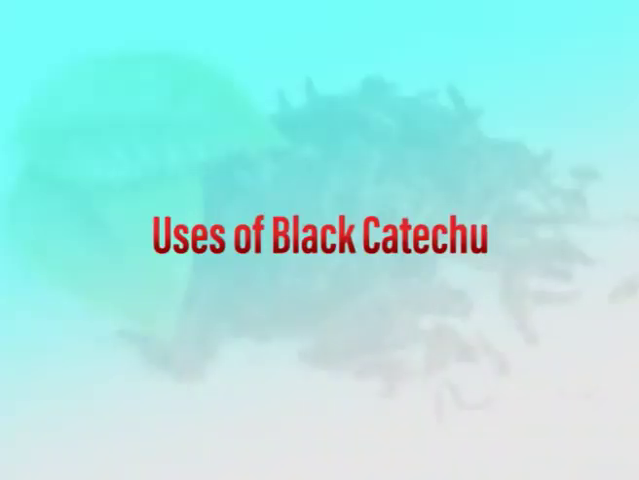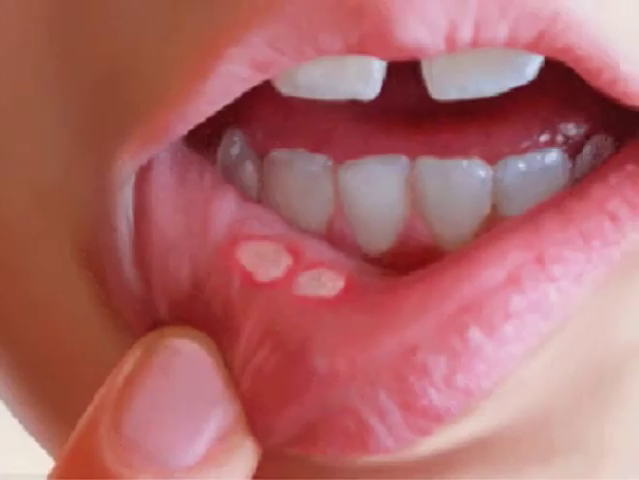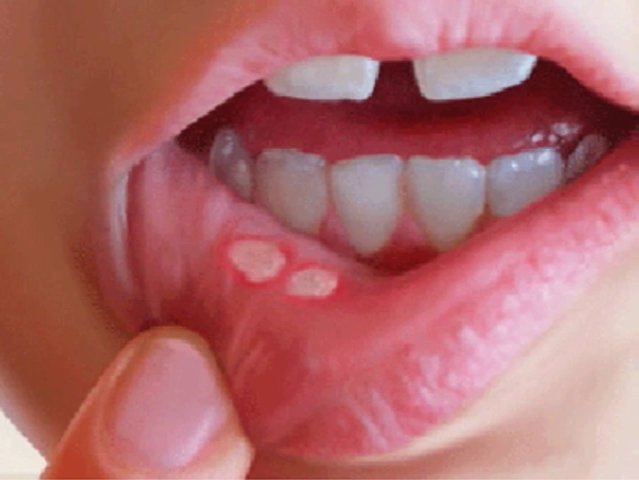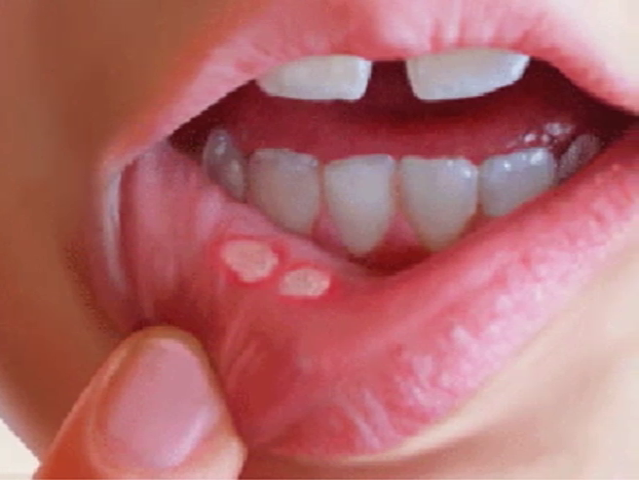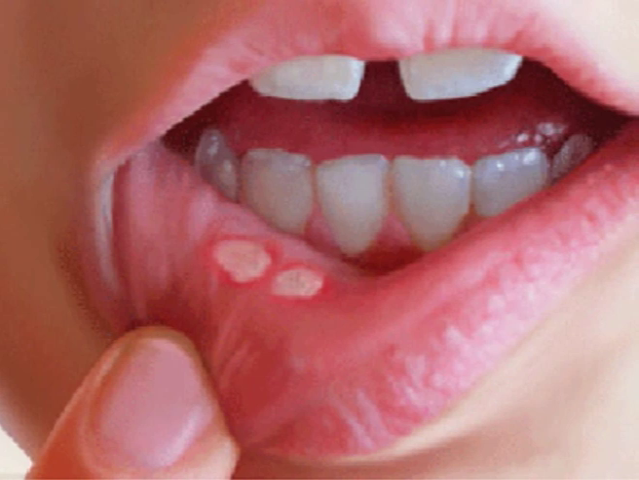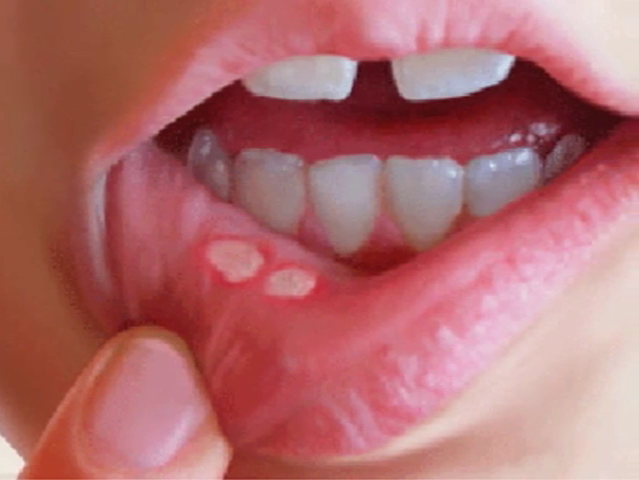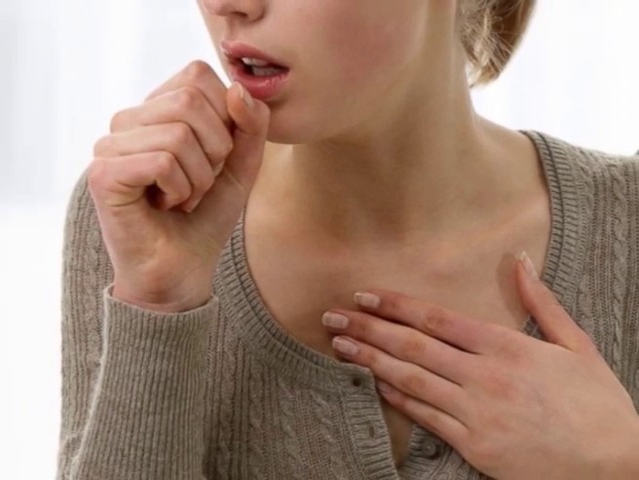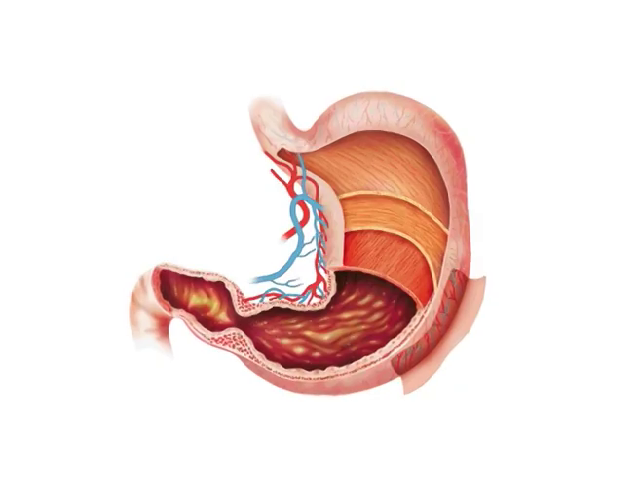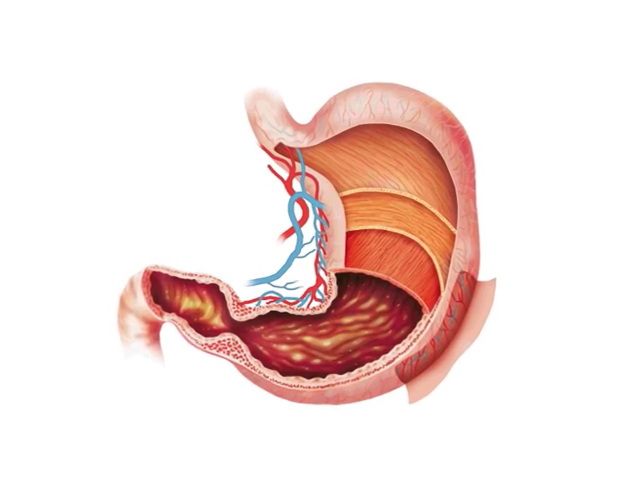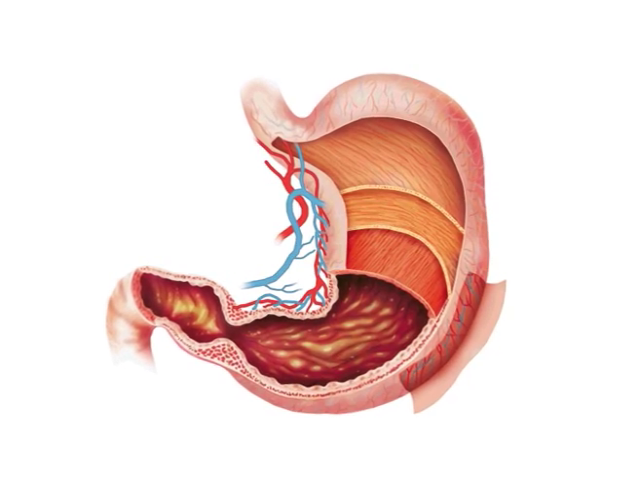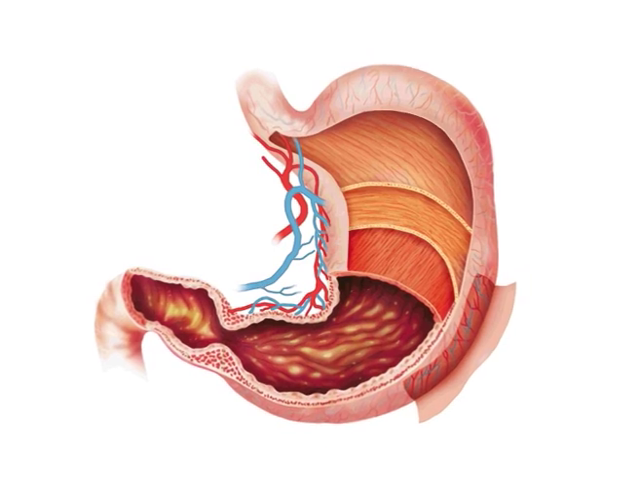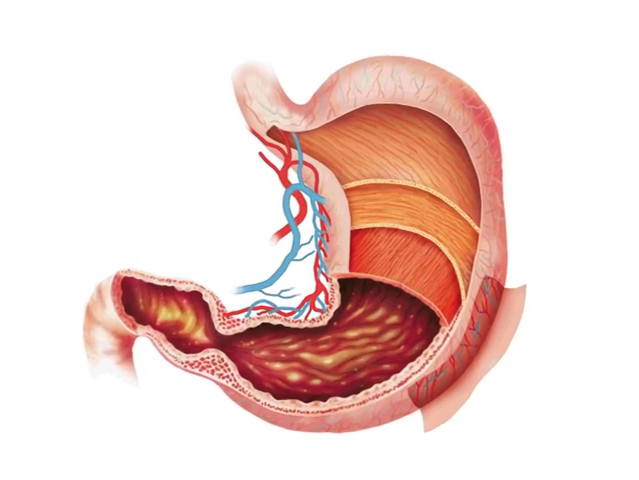Now, I am coming to another important aspect of black catechu, and that pertains to the uses of black catechu. Friends, black catechu has local astringent property for which it is used externally for boils, skin eruptions and ulcers. Internally, it is useful in cough and diarrhea. Black catechu has good cooling and digestive properties, and it also has pronounced antacid potential.